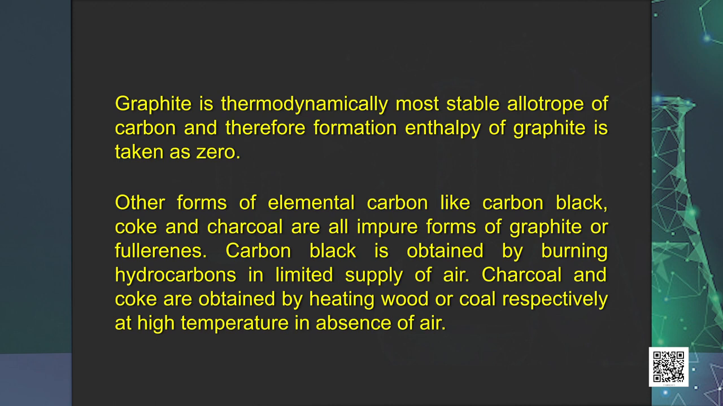Other forms of elemental carbon like carbon black, coke and charcoal are all impure forms of graphite or fullerenes. Carbon black is obtained by burning hydrocarbons in a limited supply of air. Charcoal and coke are obtained by heating wood or coal respectively at high temperature in the absence of air.